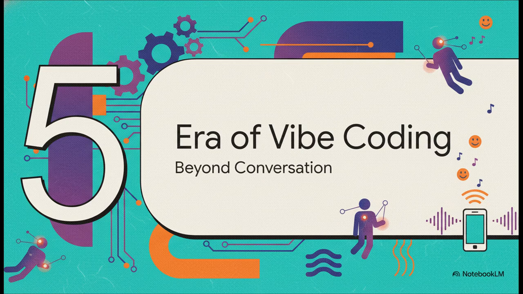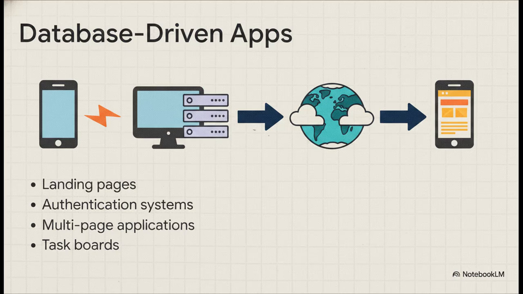Finally, let's look at Section 5, the era of vibe coding and moving beyond conversation. With that automatic deployment link popping up on your phone, it's a whole new world. Imagine you're just sitting at a coffee shop. You ask Codex for a landing page. It builds it on your desktop, deploys it, and you view it instantly on your phone. Then, you ask it to tweak the typography or add a full authentication system or backend database. Boom, the link refreshes. You're literally building complex, database-driven multi-page apps from anywhere without ever touching a physical keyboard.